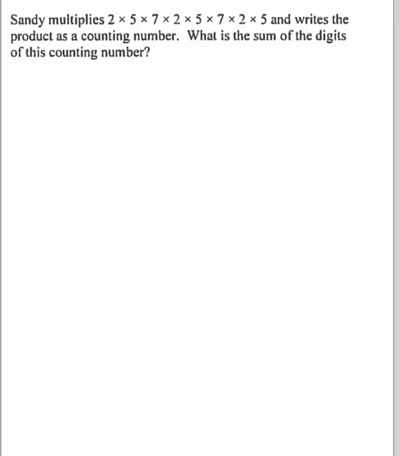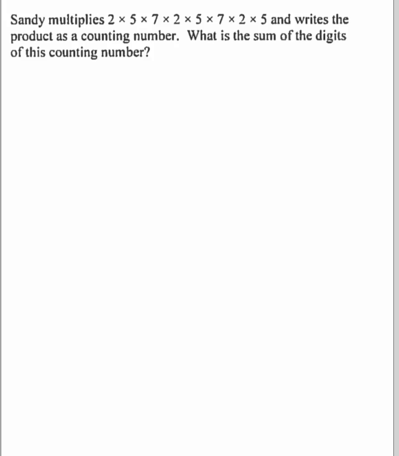So for this first question, I think some of you might have gotten a little confused by the use of the word counting number. Basically, a counting number is just like a whole number, a number you'd count with, like 1, 2, 3, 4, etc. So really all this question is asking you is to figure out the answer to this multiplication problem and then add up the digits of that answer. So sum means to add.